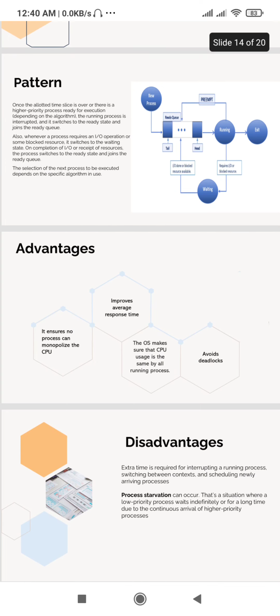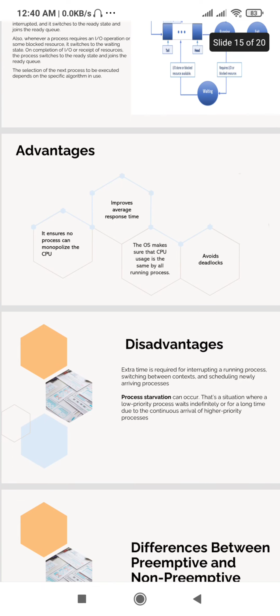Disadvantages: extra time is required for interrupting a running process, switching between contexts, and scheduling newly arriving processes. Process starvation can occur, that is the situation where a low priority process waits indefinitely or for a long time due to the continuous arrival of high priority processes.